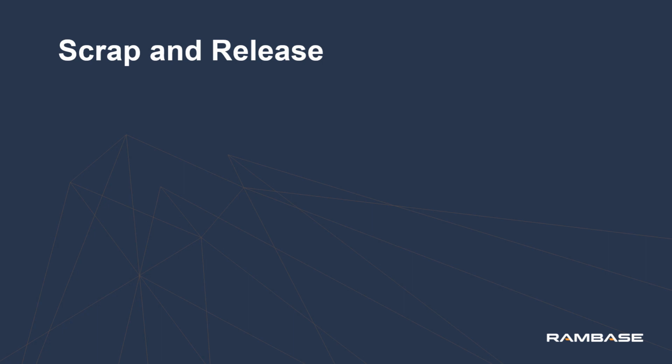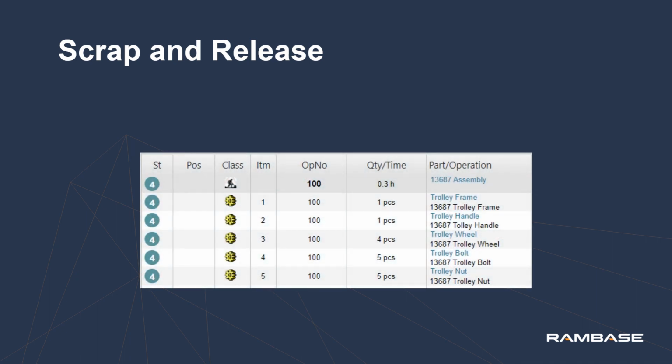It might be that the whole units need to be scrapped, or maybe some of the parts can be salvaged and put back into storage. In this example, I'm going to go through the use of Scrap and Release for an assembly production of 5 trolleys. The trolleys are made of the following parts: 1 frame, 1 handle, 4 wheels, 5 bolts, and 5 nuts. Let's head over to Rambase to see how the new feature works in practice.